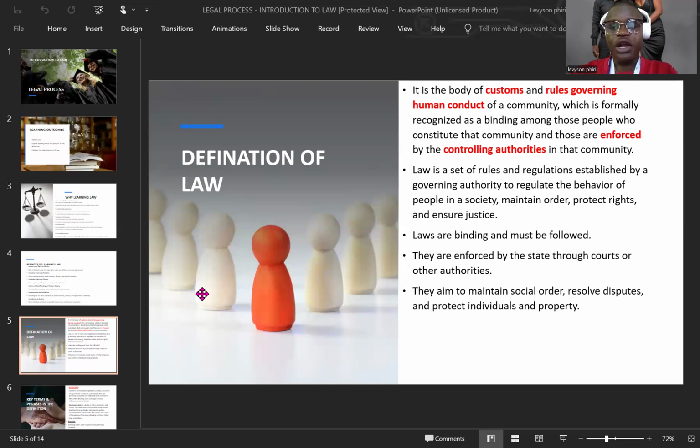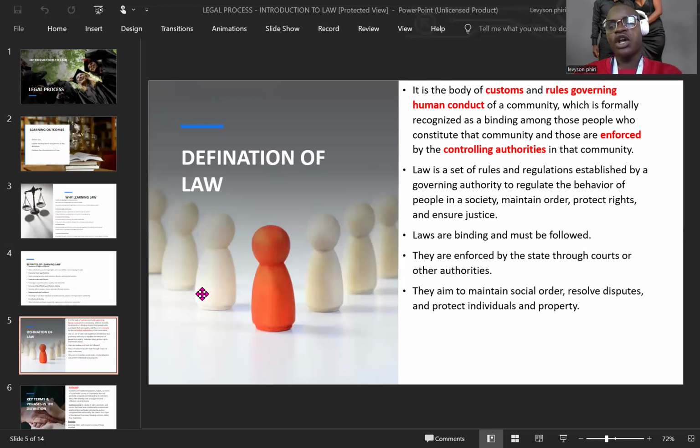We are going to analyze what we simply mean when we say it's a body of customs and rules which govern human conduct of a community. What do we simply mean? And also when we say enforced, what are we saying? Also when we say controlling authorities, what do we simply mean?